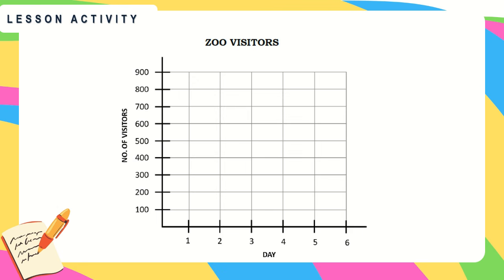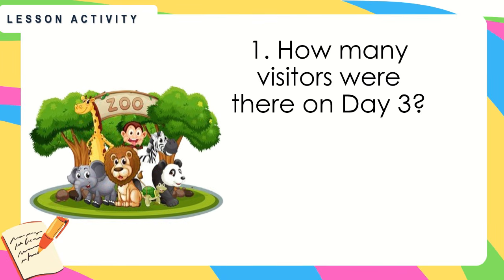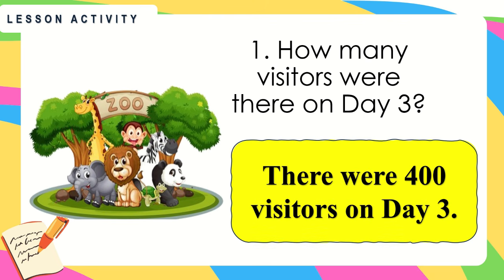For the horizontal line, we have the days. And for the vertical lines, we have the number of visitors. For the title, we have Zoo Visitors. How many visitors were there on day 3? You're right, there were 400 visitors on day 3.